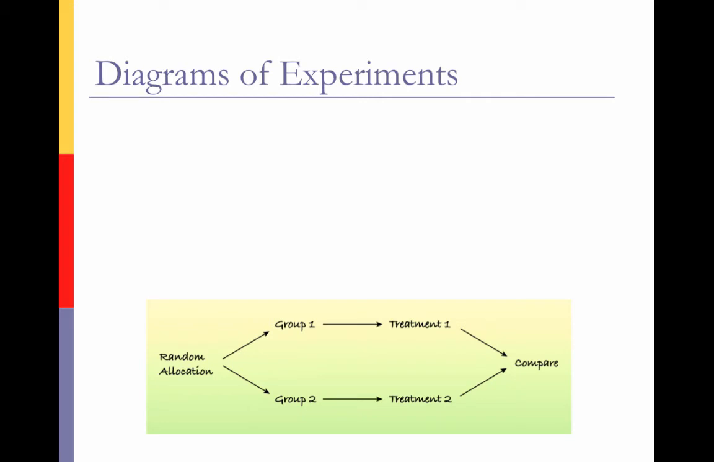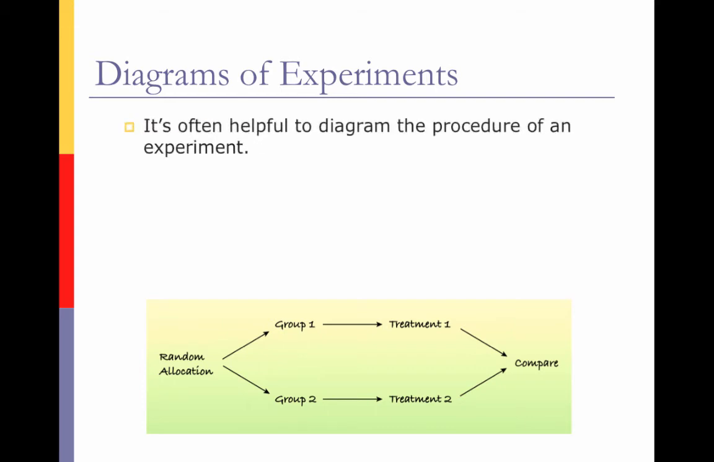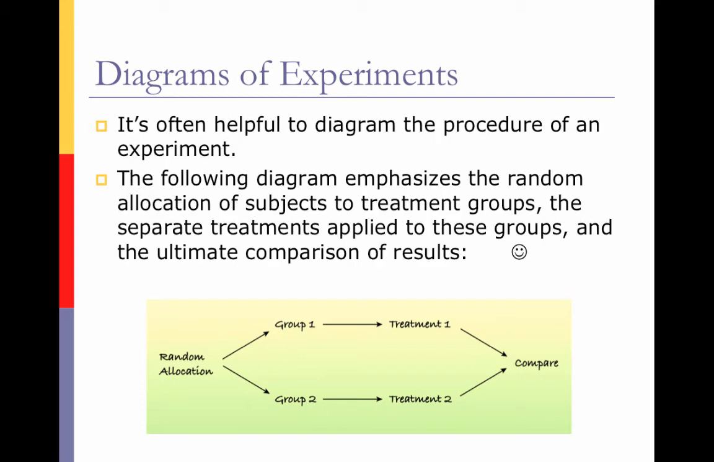This is not a requirement, although I will probably ask you on your test to diagram the experiment, but it is really helpful. So down below, I have a diagram which emphasizes the random allocation of subjects to treatment groups. The separate treatments are applied to these groups and the ultimate comparison of the results.